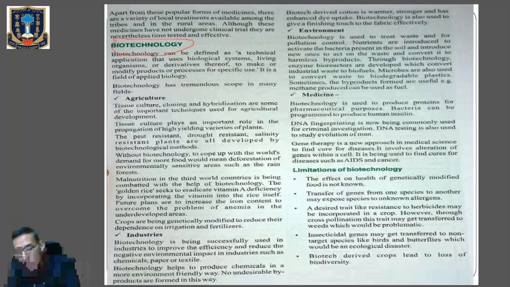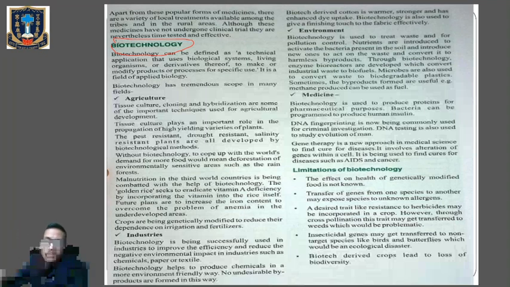Biotechnology can be defined as a technical application that uses biological systems, the living organisms, the microorganisms, to make the products which will be useful for the organisms or for the mankind. So they have a huge scope in many fields. First, agriculture. So tissue culture, cloning, hybridization are some of the important techniques which are used in agriculture for development of agriculture. Tissue culture plays an important role in the propagation of high yielding varieties of plants. You learn class 12 details of biotechnology.